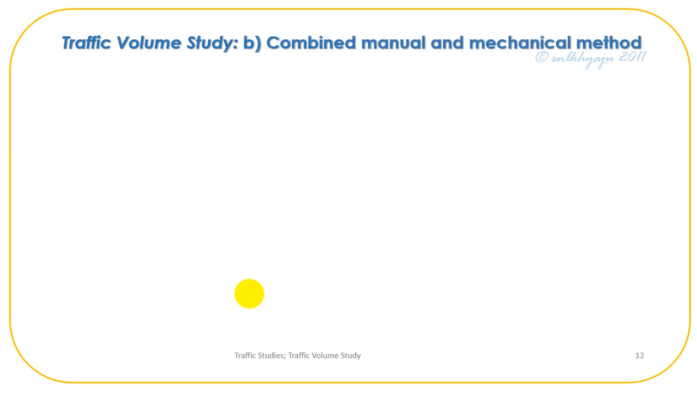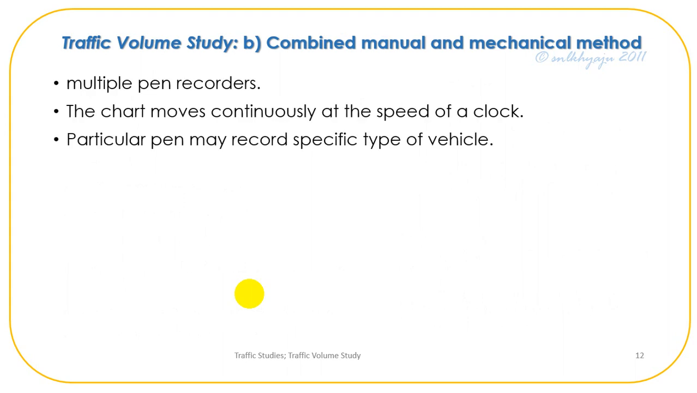Traffic volume count type B, combined manual and mechanical methods. Multiple pen uses multiple pen recorders. The chart moves continuously at the speed of a clock. A particular pen may record particular types of vehicle.